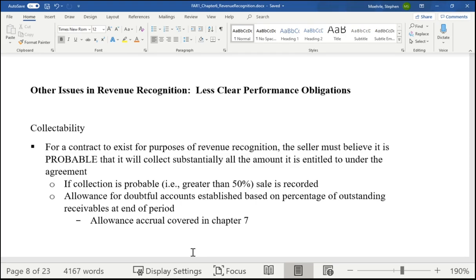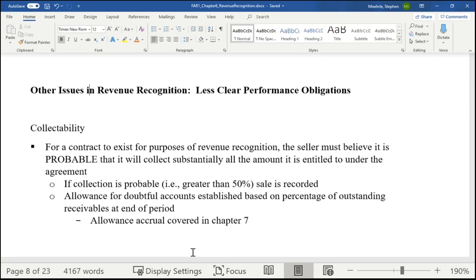For a contract to exist for purposes of revenue recognition, the seller must believe it is probable that it will collect substantially all the amount that the seller is entitled to under the agreement. If the collection is deemed probable, that is greater than 50% likelihood, the sale is recorded.